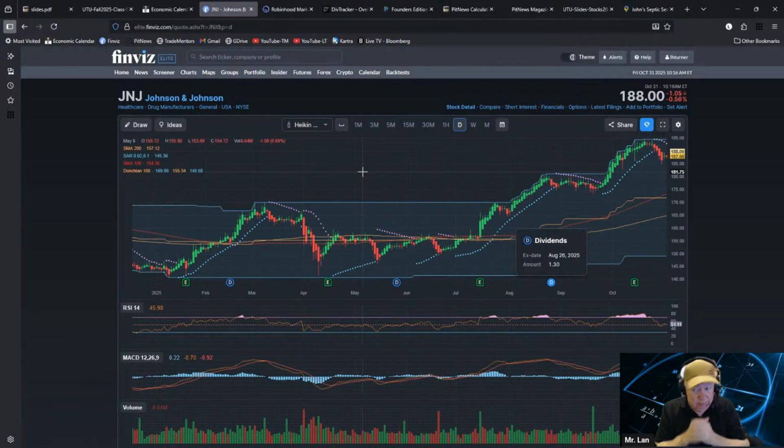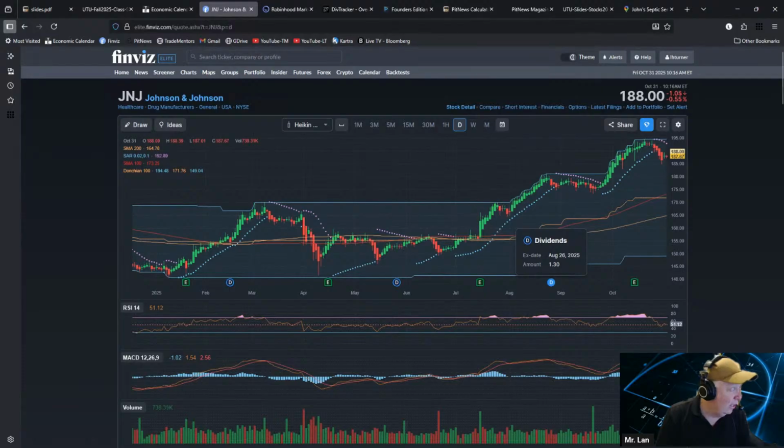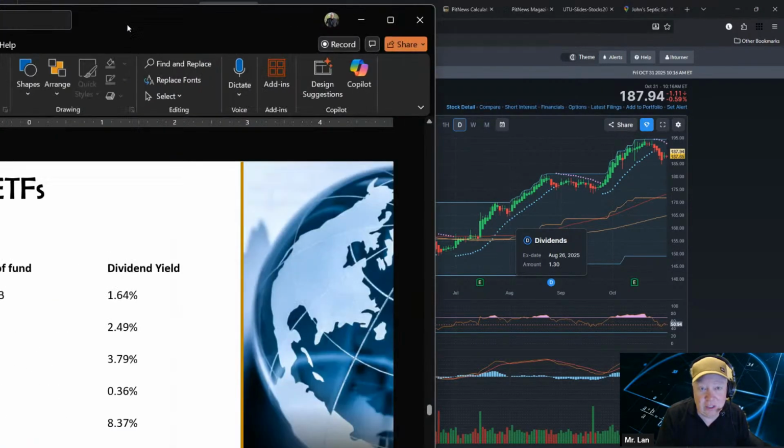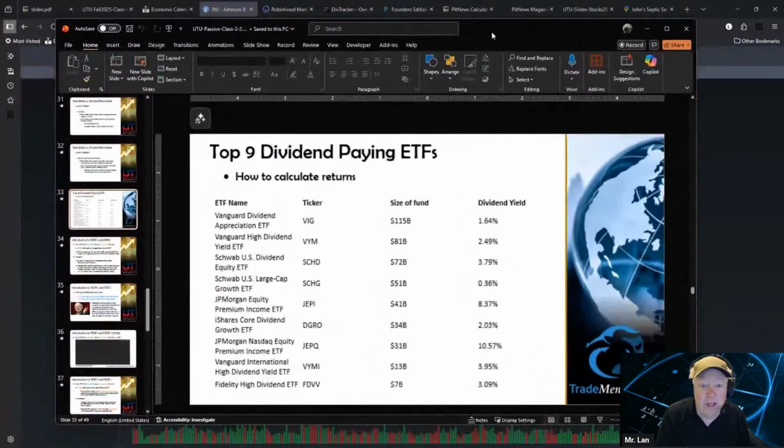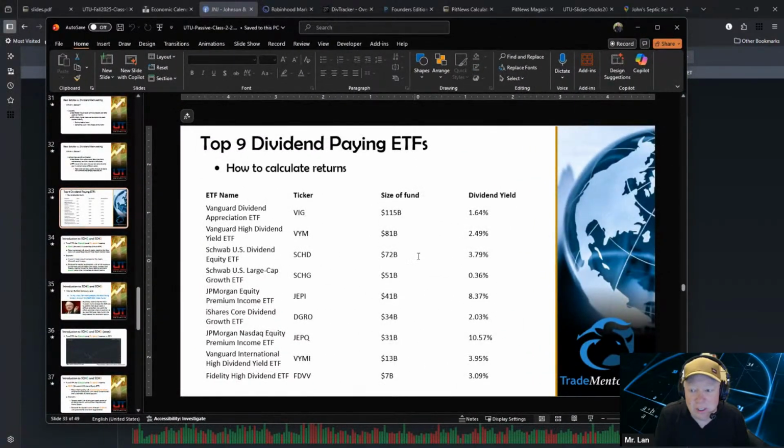All right. So let's go do that. And that's what we did yesterday in class. Last night in class, we talked about what dividends are, what ETFs (exchange traded funds) are, and some dividends. And this was our list. So this was the list we had last night in class.